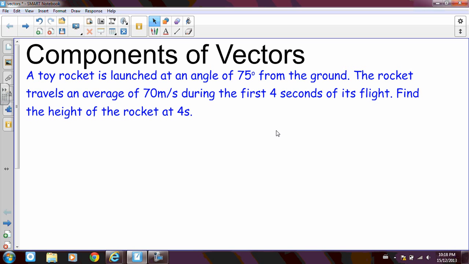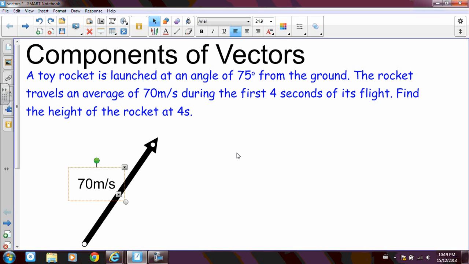So this will be my vector. 70 meters per second, and there's the ground and 75 degrees, and then the height essentially is this value that we're looking to find over here.